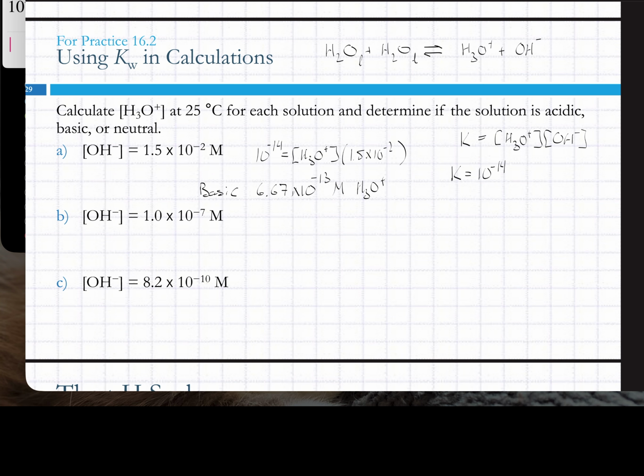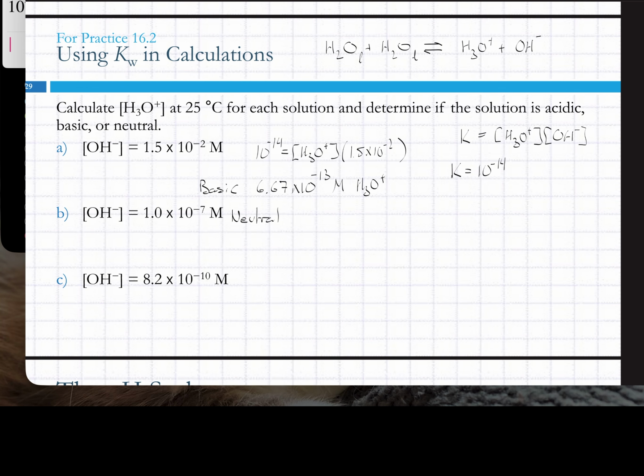On this next one, 1 times 10 to the negative 7, is that acidic, basic, or neutral? Neutral. 1 times 10 to the negative 7, don't even need to do the math, that's neutral. Don't really need to do the math on this one either, but we will. H3O plus times 8.2 times 10 to the negative 10.